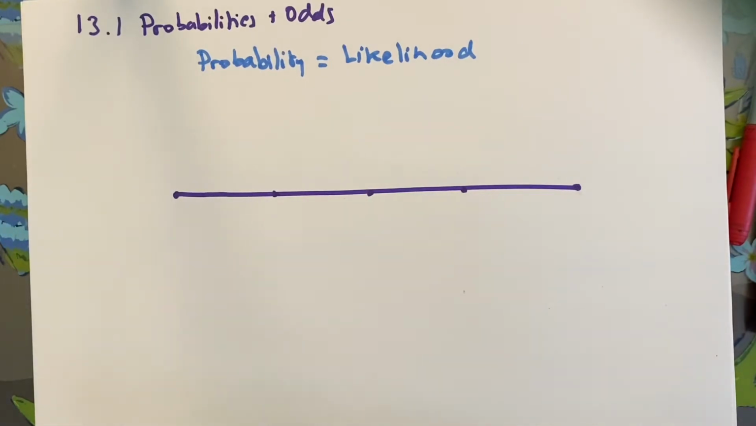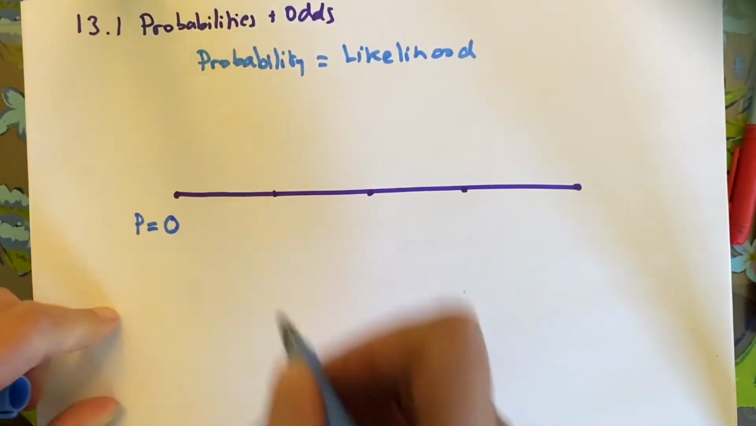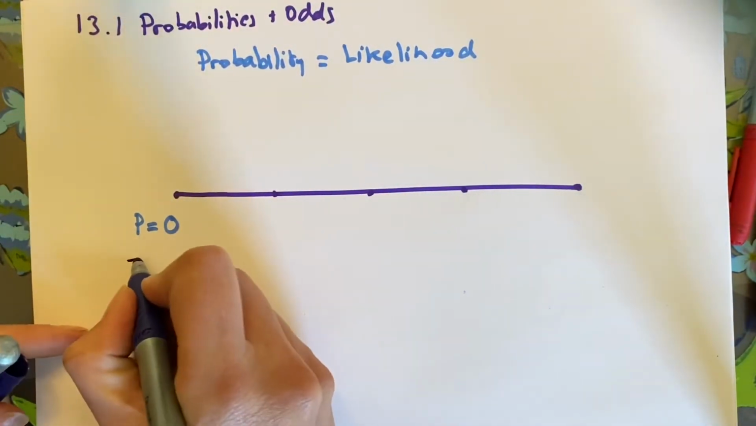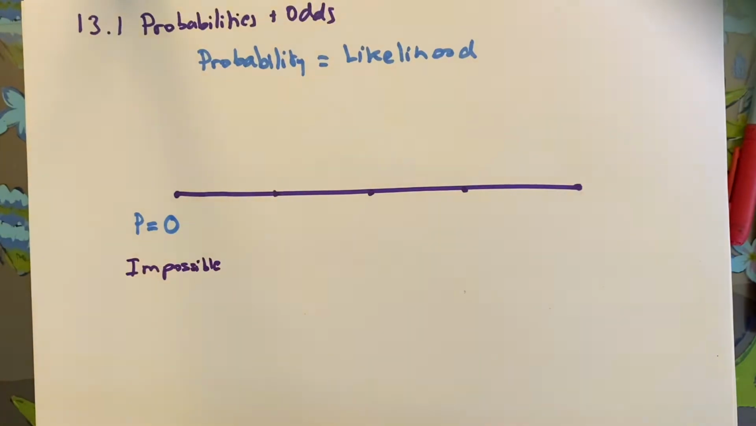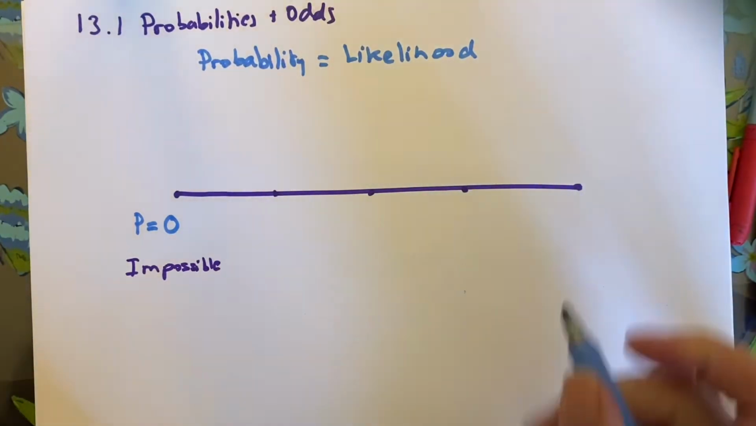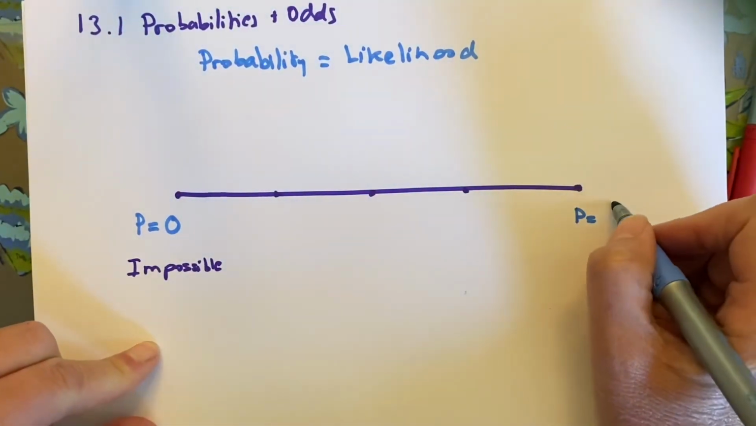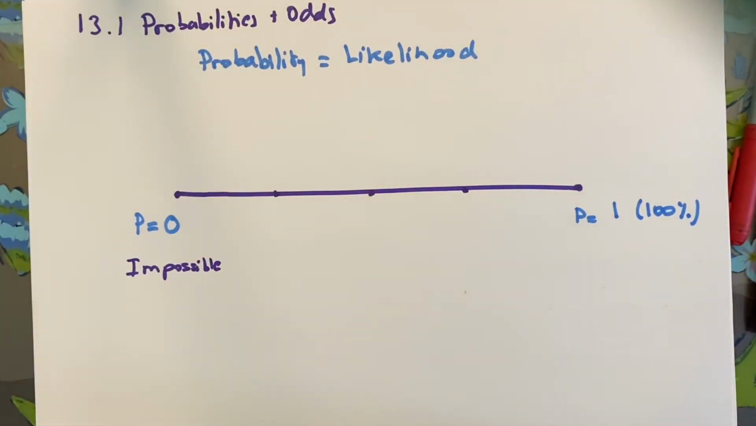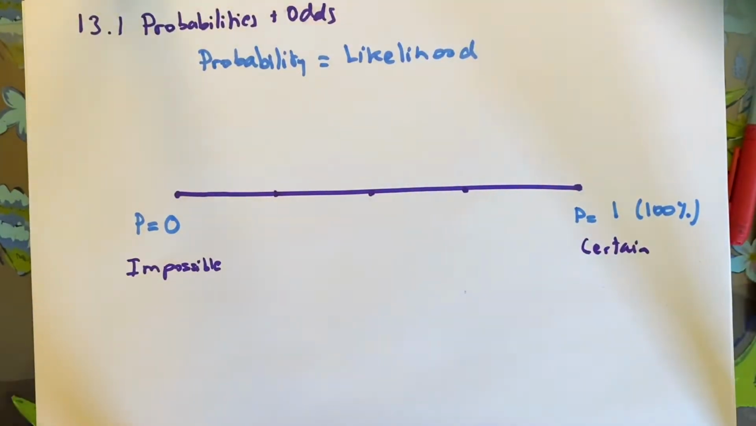If I say it is not at all likely to rain, 100% sun, such as it is actually today and tomorrow, P equals 0, probability equals 0. That means it's impossible. Okay, P equals 0 means it's impossible, or 0%. On the other side, you've got P equals 1, or really what we mean as 100%. And that means we're 100% certain. So this is certain, okay?